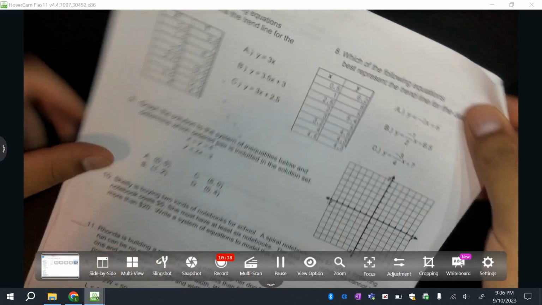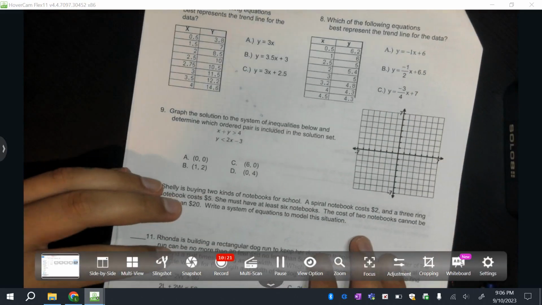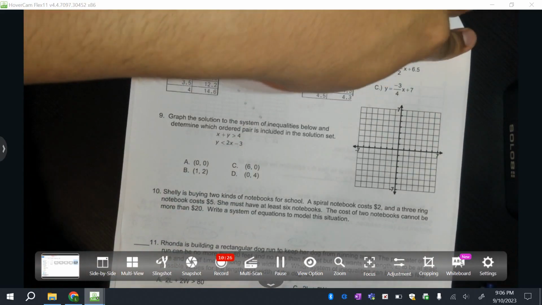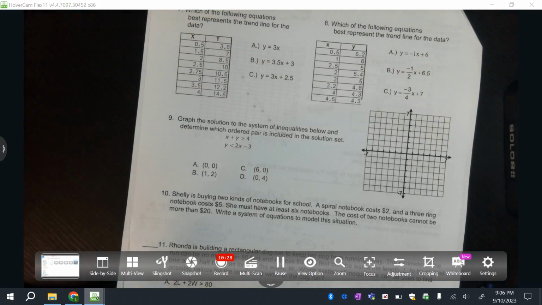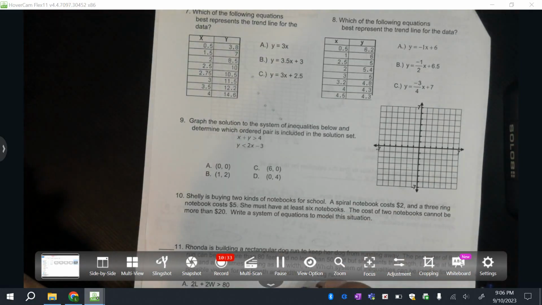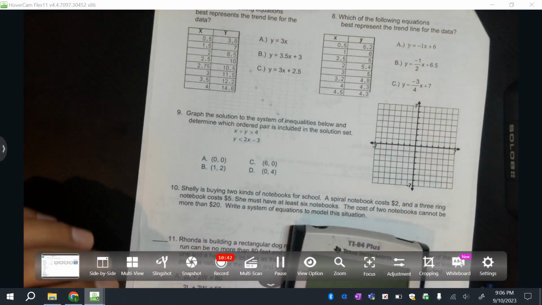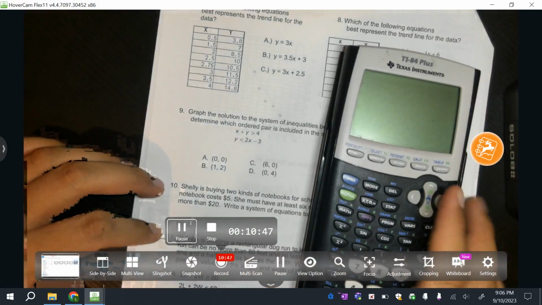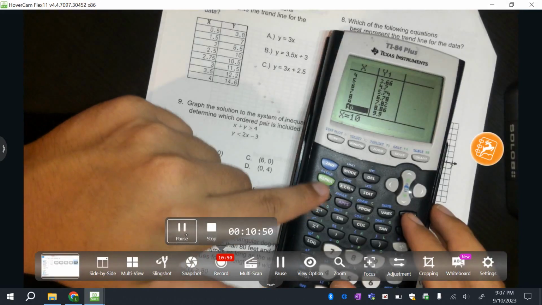So let's go to page 2. Alright, so for number 7, it says which of the following equations best represents the trend line for the data. For both 7 and 8, all we have to do is go to L1 and L2. So let's plug these into L1 and L2.